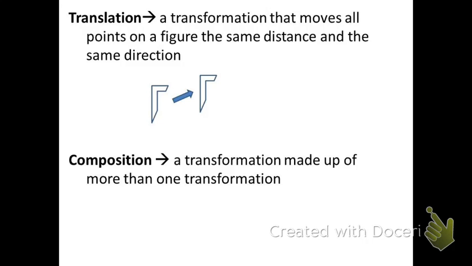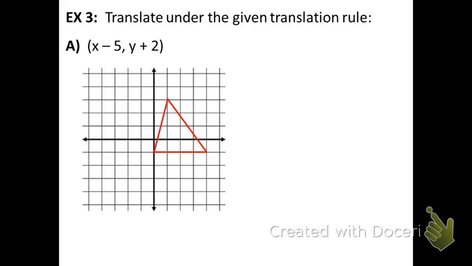A composition is a transformation made up of more than one transformation. So we're going to actually do one today where we do a translation followed by a reflection, and that's just known as a composition. So on example 3, I only did one example like this because we've done several of these preparing for the benchmark. So what this transformation rule tells us is that we're going to take each point and go back 5 and up 2. So starting at A, I'm going to go back 5 and up 2. That gives me A prime.